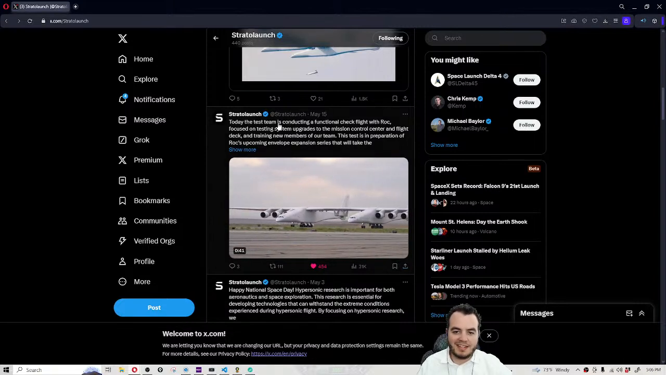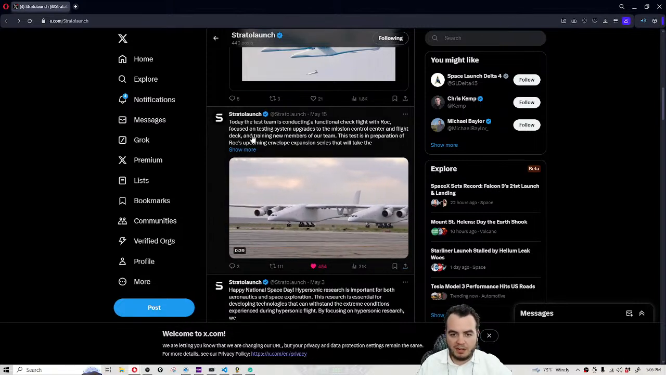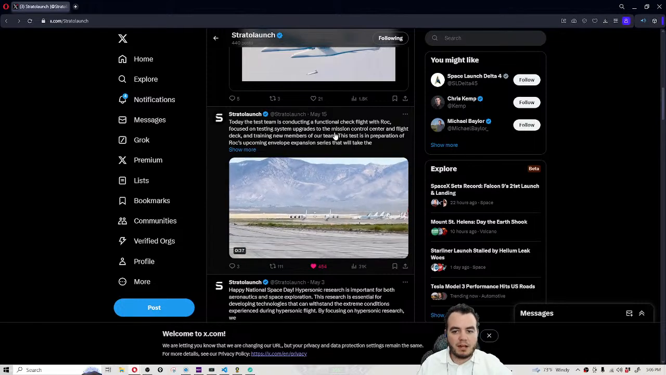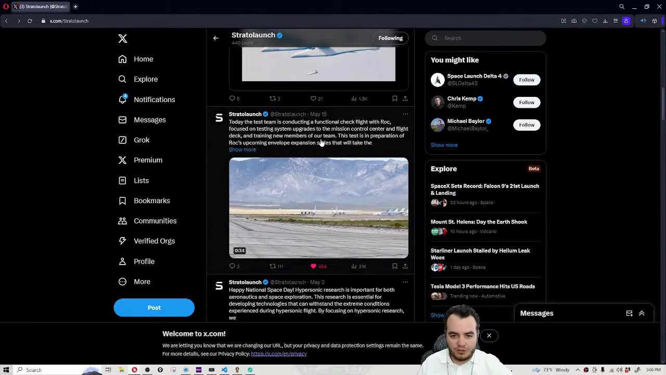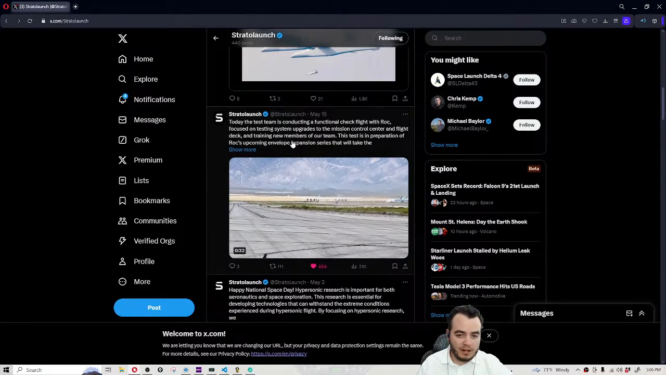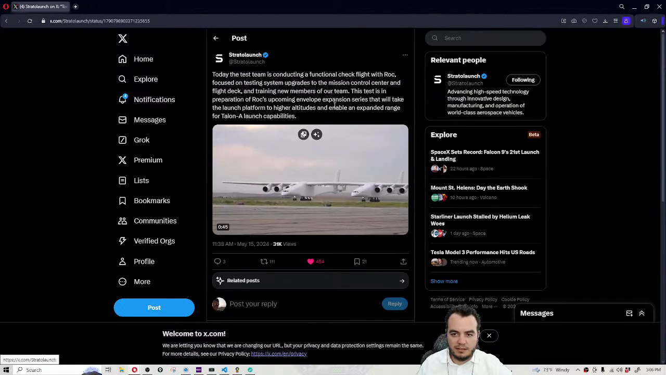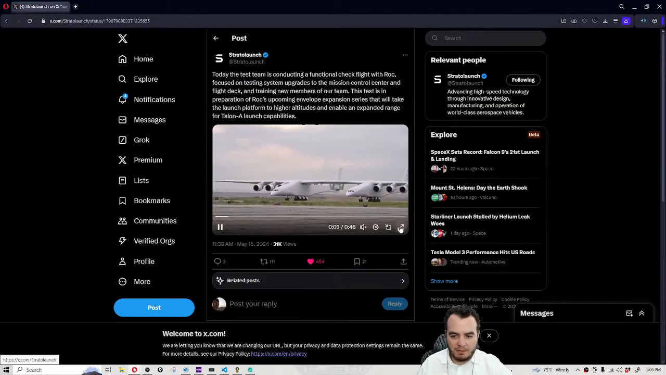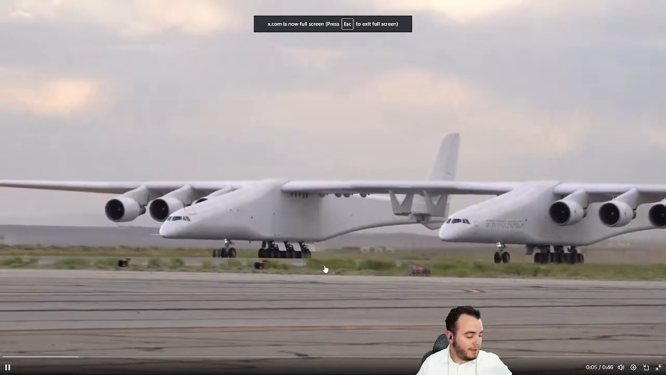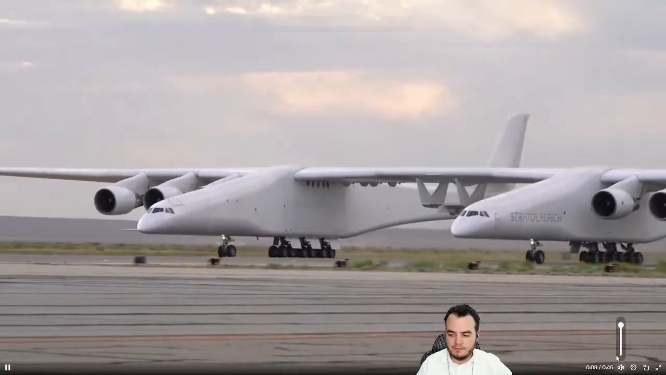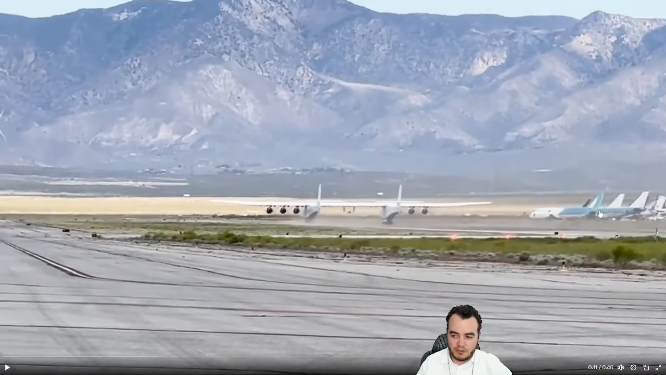So it says, today the test team is conducting a functional check flight with Roc, focused on testing system upgrades to the Mission Control Center, flight deck, and training new members. This test is in preparation for Roc's upcoming envelope expansion series that will take it higher for Talon-A launch capabilities. Six 747 engines. Also notice all the 747s in the background, chat. This is at Mojave Air and Spaceport. It's the massive 747 graveyard.